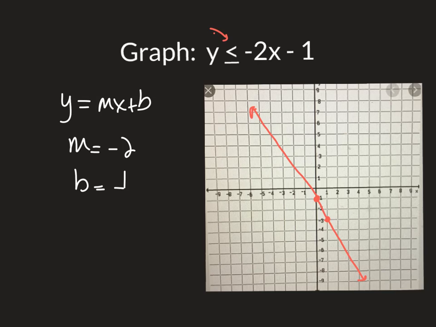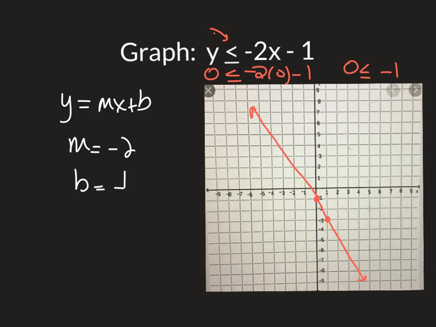So what we're going to do, when we can, is plug in 0, 0 and just see if it works in the equation or not. Because if it works, we're going to shade toward the 0, 0. If it doesn't work, we'll shade away from it. So I'm going to put a 0 in for the y and a 0 in for the x. And when I do that, the left-hand side becomes 0, the right-hand side becomes negative 1. And I'm going to ask myself, is that true? Is 0 less than negative 1? And the answer to that question is no. 0 is bigger than negative 1.